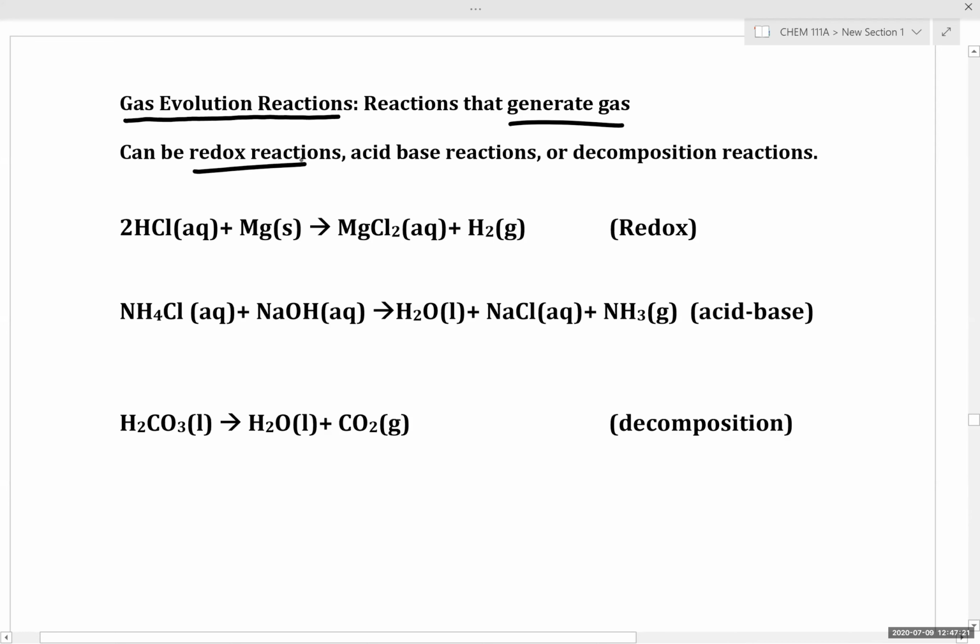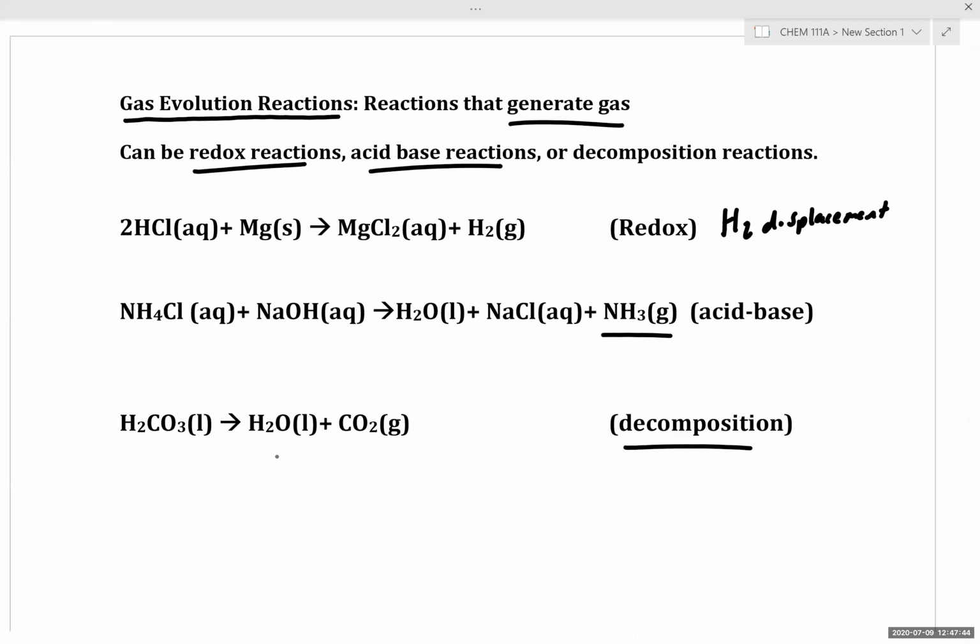These can be redox reactions, such as, for example, a hydrogen displacement. They can be an acid-base reaction, as we've seen in reactions that generate ammonia or hydrogen sulfide, or it could be a decomposition reaction. So gas evolution reactions just describe any reaction that makes gas. This will be covered a lot more in the chapter on gases.